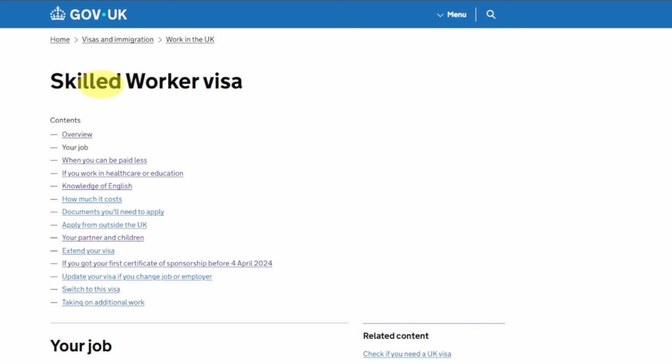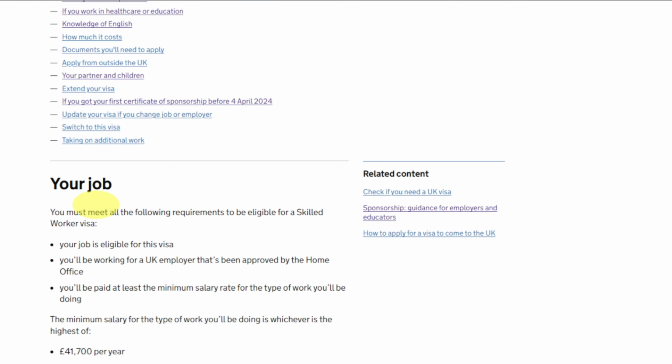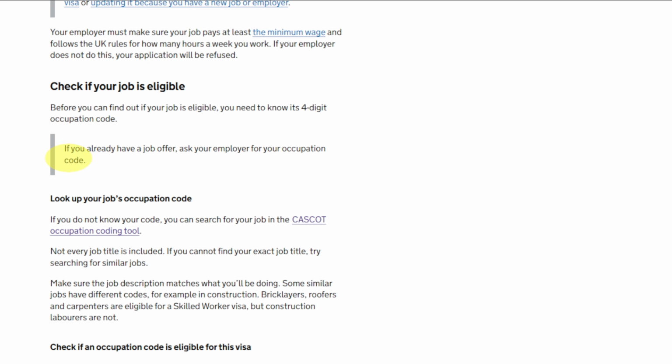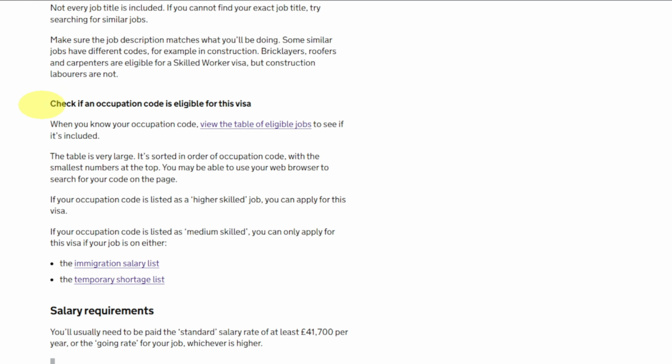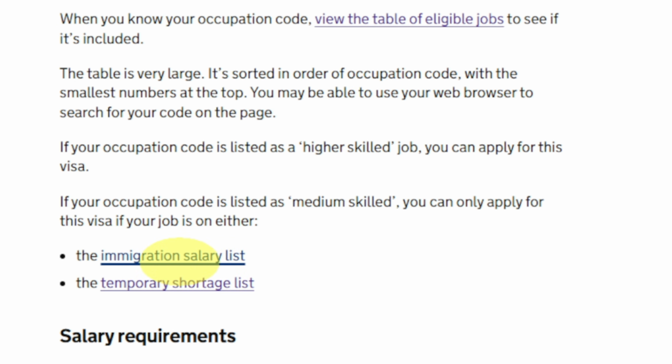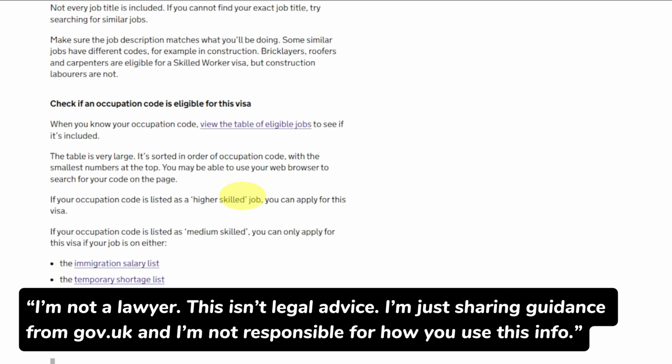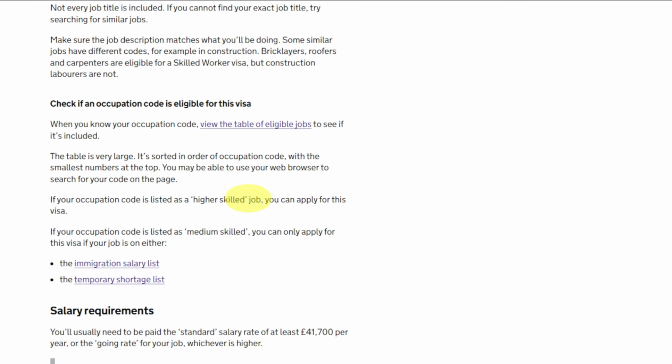Many applicants are still confused about the temporary shortage list, which was recently changed by gov.uk. If we go on the skilled worker visa page and go down in this section, we have the immigration salary list and the temporary shortage list. They have also mentioned higher skilled jobs and medium skilled jobs. So in this video, we will try to understand the difference between all four of them.